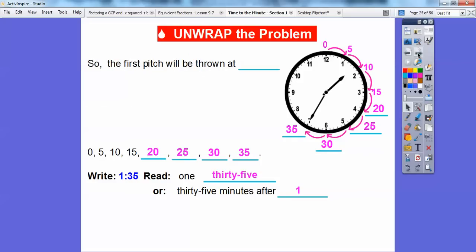All right, so it's pretty easy, huh? So the first pitch will be thrown at 1:35. Okay, I can't wait.